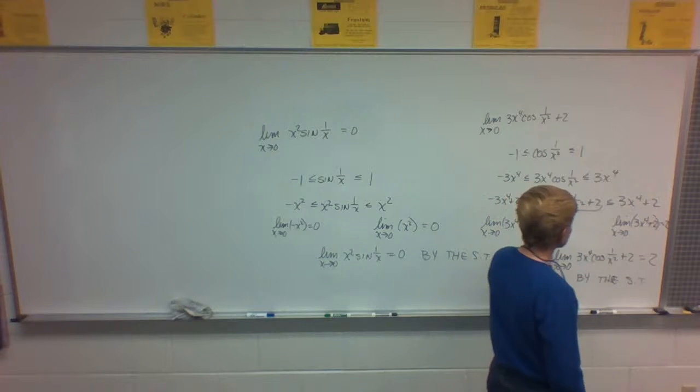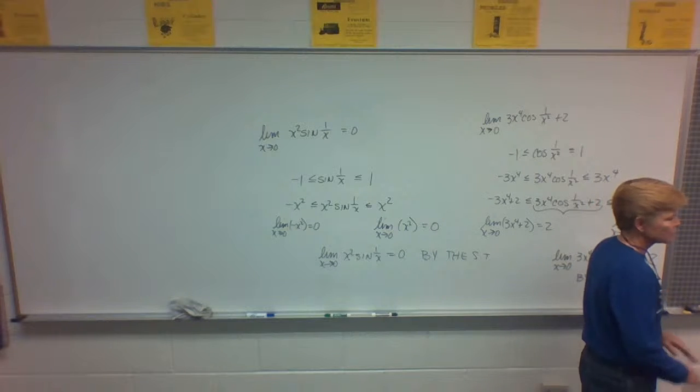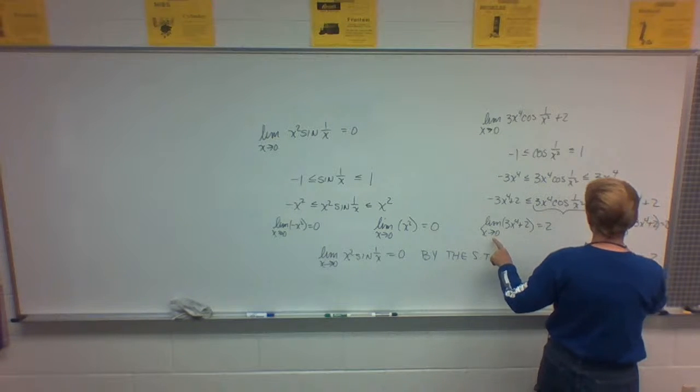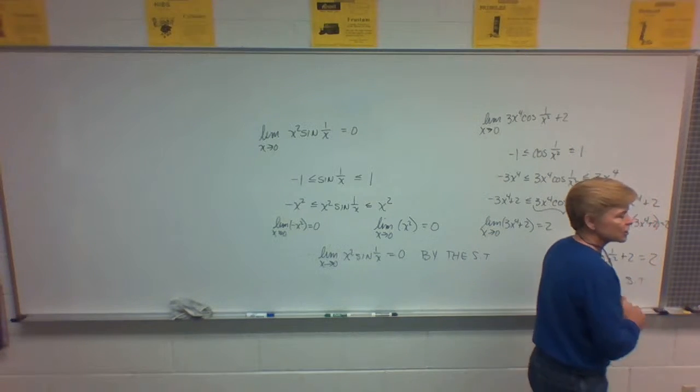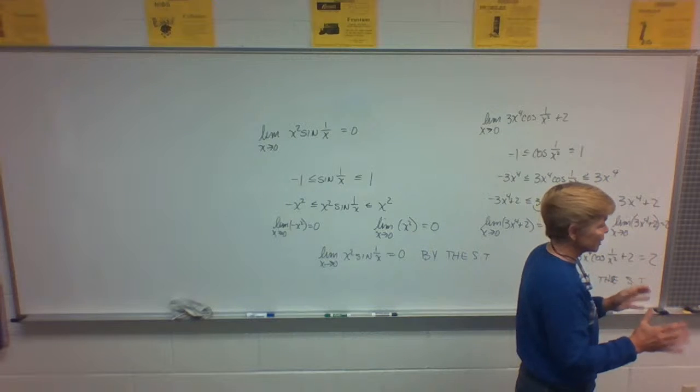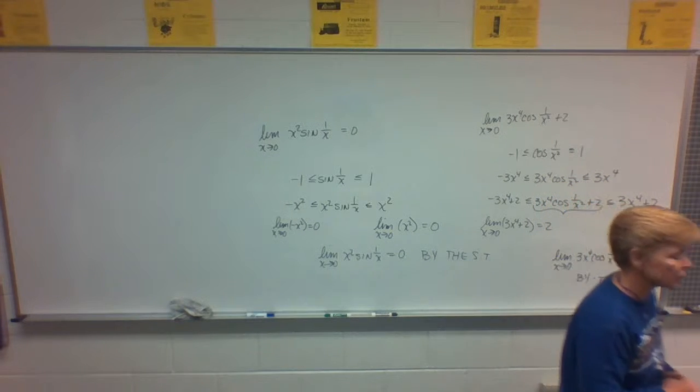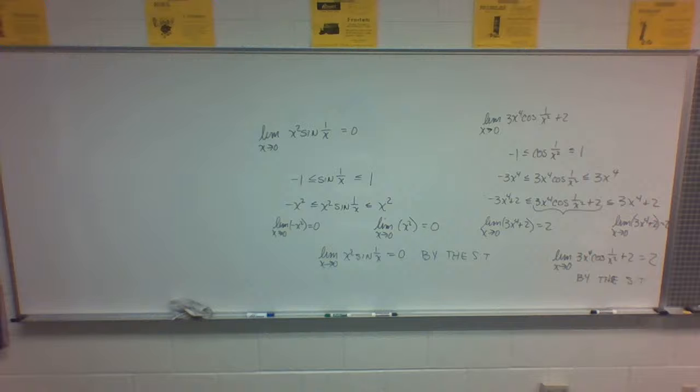Now, it doesn't work if this one approaches 2 and this one approaches 8. They have to both approach the same thing. That's why the sandwich theorem is quite limited in its uses, but when that's what it calls for, it's very useful. And if they don't end up equal, say, I can't determine this, at least not with the sandwich theorem.